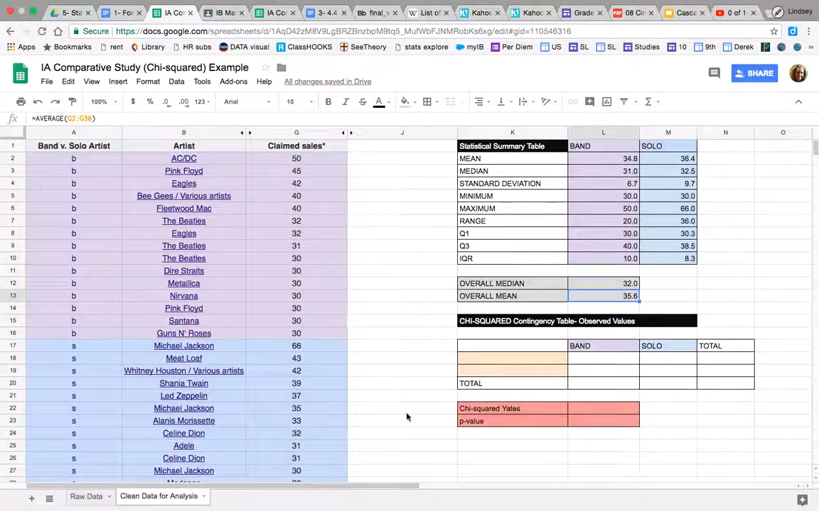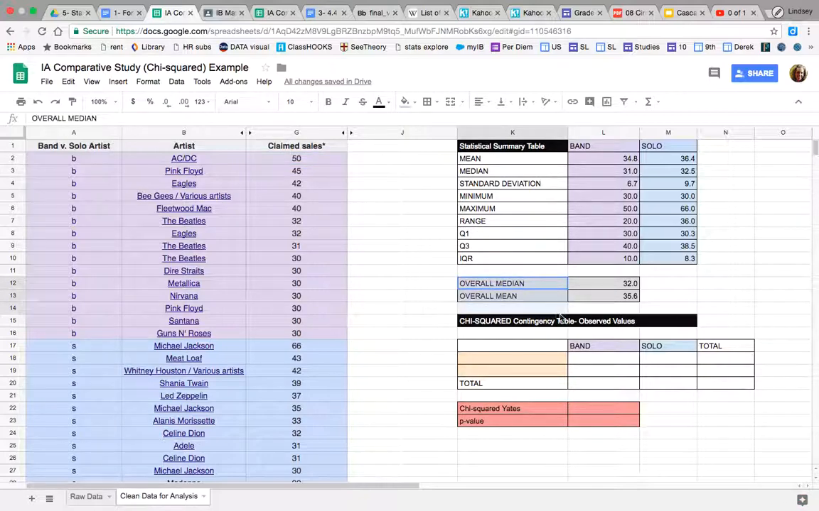Okay, so you should have something that looks like this now that you have set up your spreadsheet. And now we're thinking about potentially setting up a comparative study that looks at: do bands sell more albums than solo artists or vice versa? And so you need a way to split up your data.